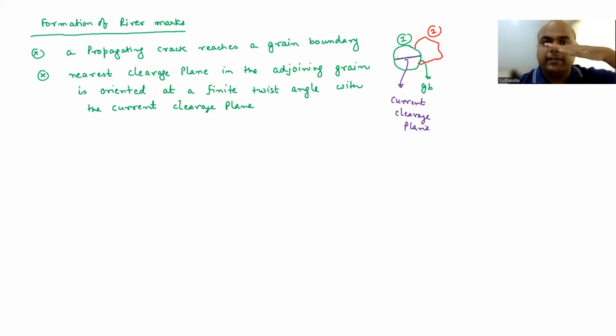Okay, so as soon as this cleavage crack reaches a grain boundary, something like this, now the grain which is on the other side has a different orientation, right? So the cleavage plane is not going to be at the same line. It is not going to be like this again, right? It is going to be at a certain angle, and that is what I have written here. So the nearest cleavage plane in the adjoining grain is oriented at a certain twist angle with the current cleavage plane.